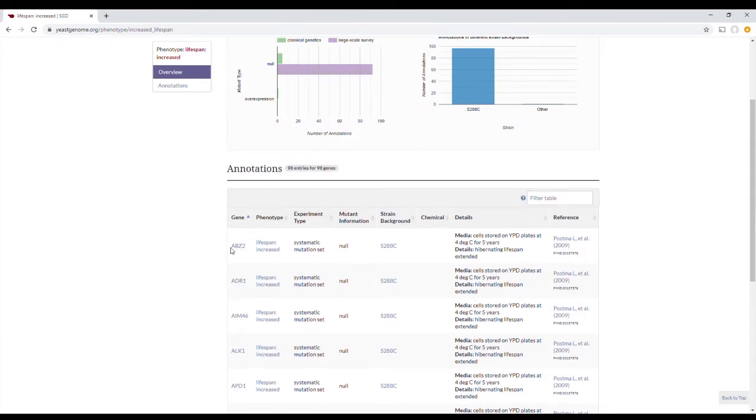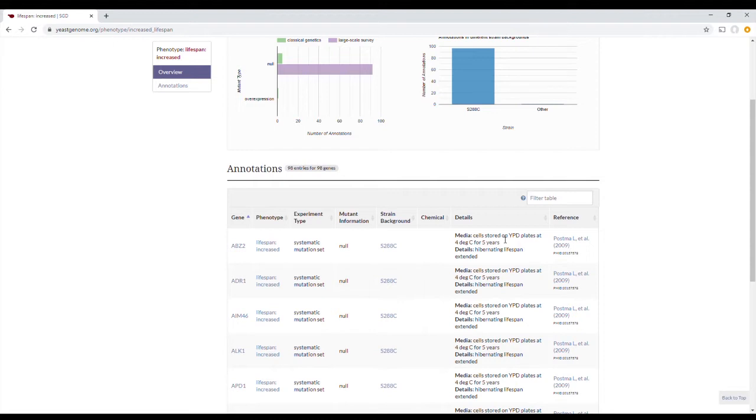I'm looking now at the details of the experiment for ABZ2. A brief summary of this is that cells were stored on YPD plates, that's the media that yeast is generally grown on, at 4 degrees for 5 years. Okay, so these cells survived for a total of 5 years, which from my own personal experience, is a pretty dramatic spike or increase.